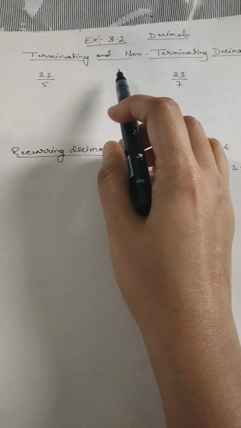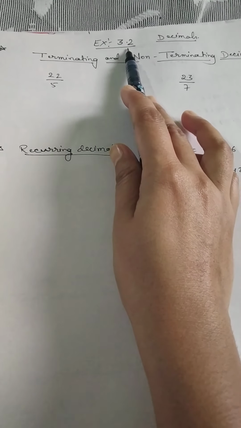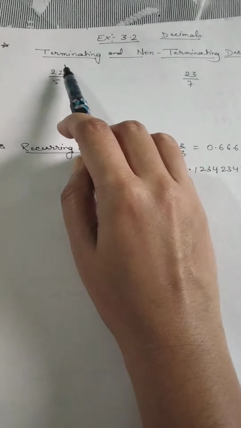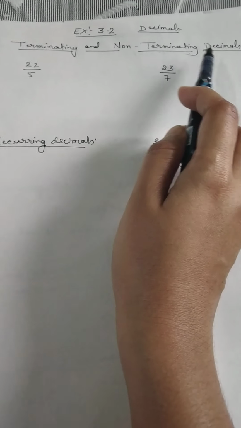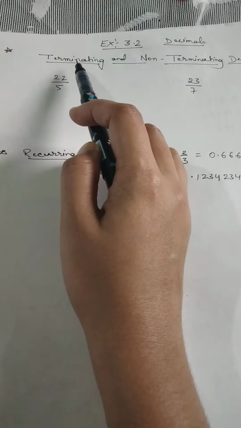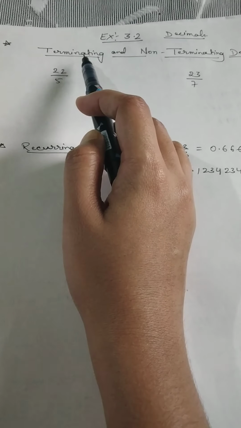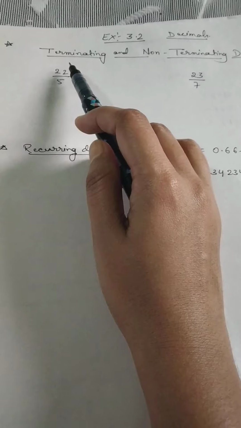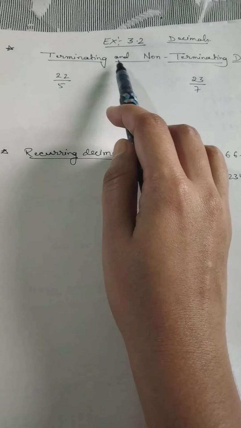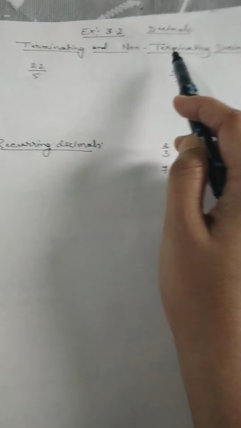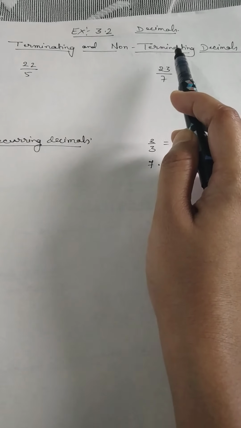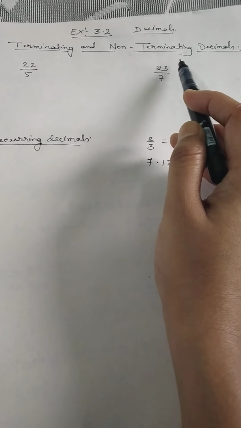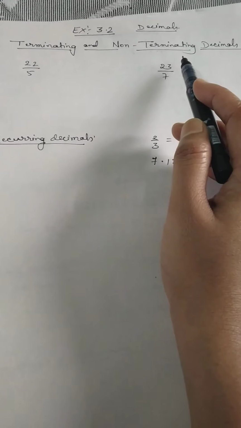So students, today exercise 3.2 decimals, terminating and non-terminating decimals. What do you mean by terminate? It means to end. Which has an end point is called terminating decimals, and the decimals which have no end point are called non-terminating decimals.